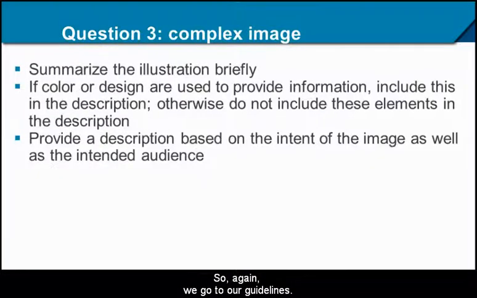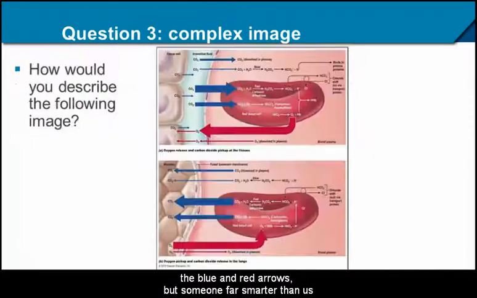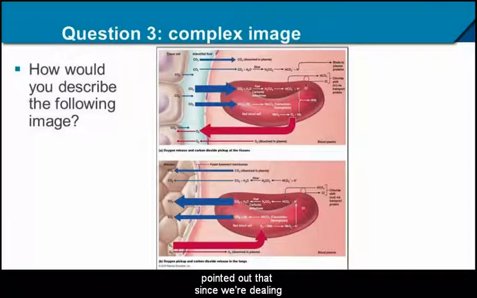So again, go to our guidelines. Of course, we'll start with a summary. If color or design are used to provide information, include this in the description. Otherwise, do not include these elements in the description. And in our original description, we chose not to describe the blue and the red arrows, but someone far smarter than us pointed out that since we're dealing with blood and oxygenated cells, that blue and red should be pointed out. So it's always important to have a subject matter expert at hand and to know what it is you're looking at and the subject that you're dealing with so that you can provide the most helpful, most accurate description.